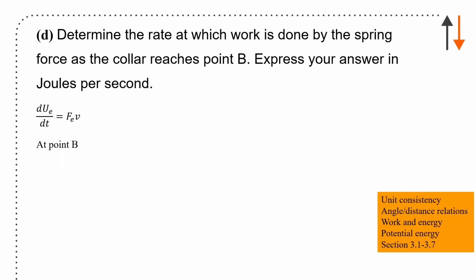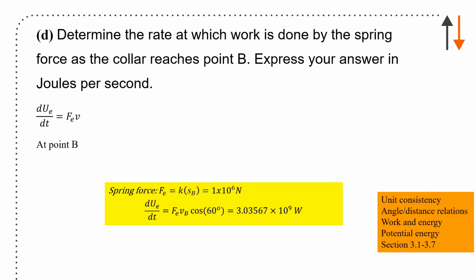Rate at which work is done by the spring force as the collar reaches point B. Express your answer in joules per second. You can be a bit clever about this and say, well, it's the change in work, delta U over delta T. Instantaneously, delta U over delta T is the integral of F dotted with dx, and so you have delta x over delta T, which is V. So the force at B times V.